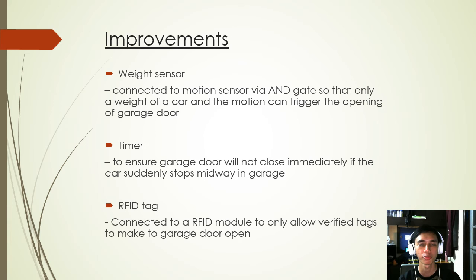So in terms of improvements we can do in our circuit, we can add a weight sensor which will be connected to the motion sensor via an AND gate, so that only the weight of a car and the motion can trigger the opening of the garage door. This is to ensure that no stray movements such as someone walking outside will trigger the opening of the garage door. Next, we can also add a timer to ensure that the garage door will not close immediately if the car suddenly stops midway in the garage. This is to ensure that the garage door will not damage the car if it suddenly stops.